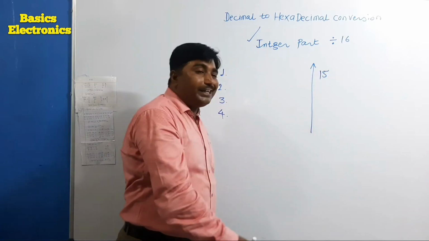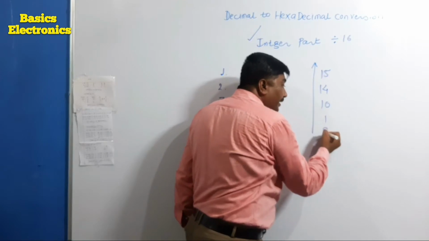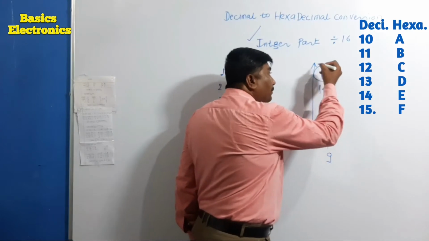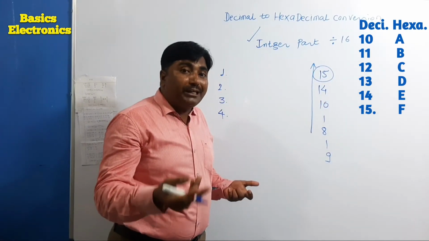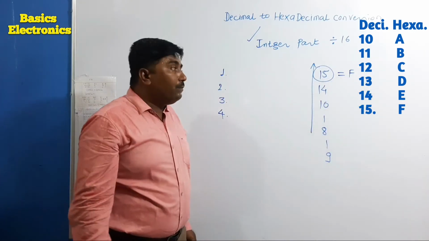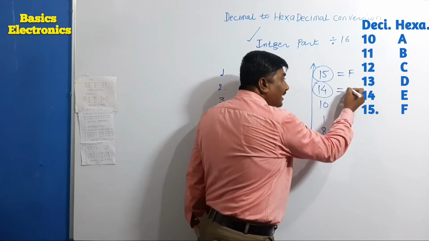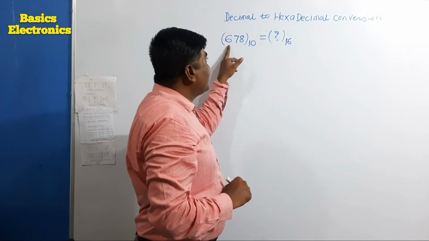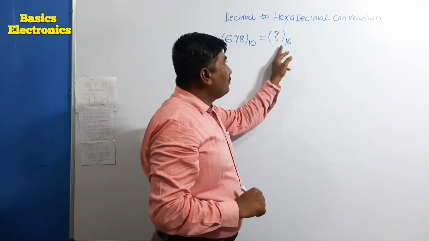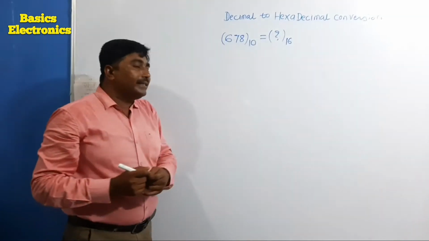Means the remainder may be 15, it may be 14, it may be 10, it may be 8, it may be 9. So when we get the remainder as 15, what do we write down as the equivalent of 15 in hexadecimal? That 15 is equal to F. When we get the remainder 14, what do we write down? We have to convert the number from base 10, which means decimal, into hexadecimal. So here the base is 16.